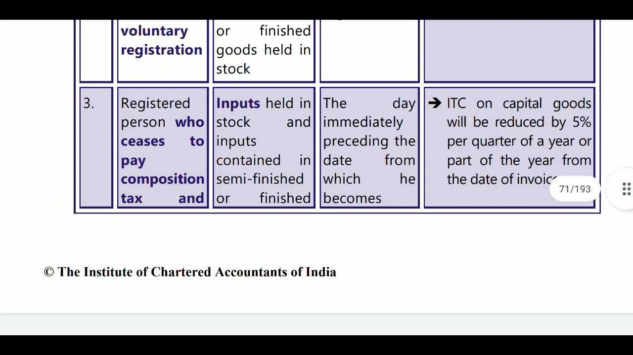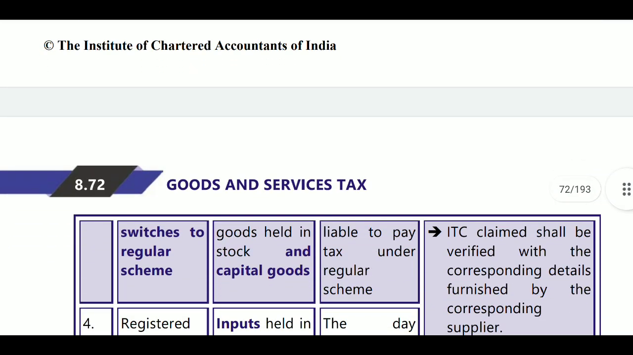Next, the third case: a registered person who ceases to pay composition tax and switches to regular tax. If the person crosses the turnover limits, which I think is 1.5 crores for normal cases, 75 lakhs for special category states, or 50 lakhs if he has taken registration under section 10(2A), he will lapse from the composition scheme and switch from composition to regular registration.